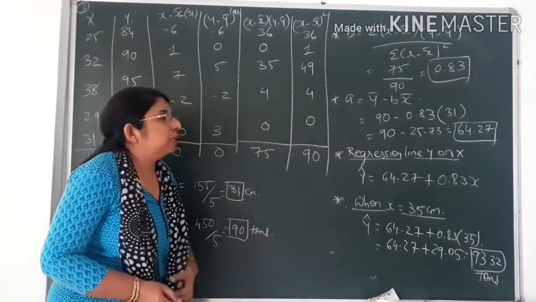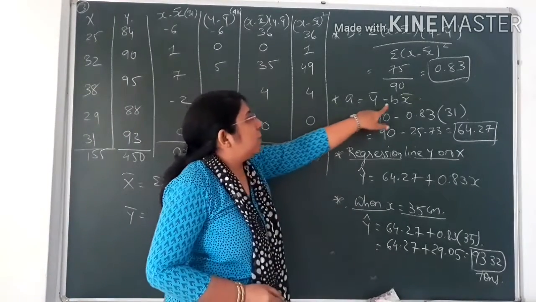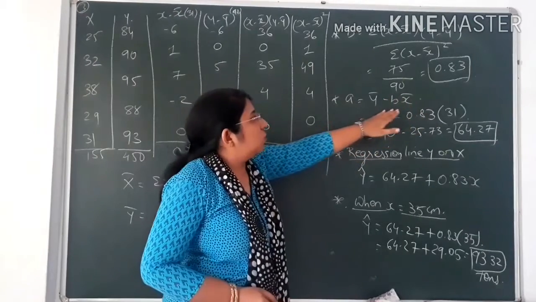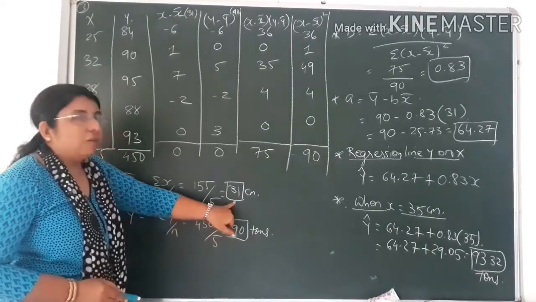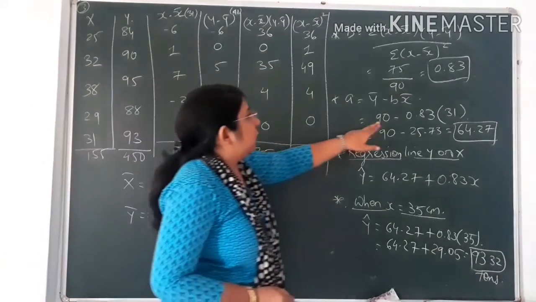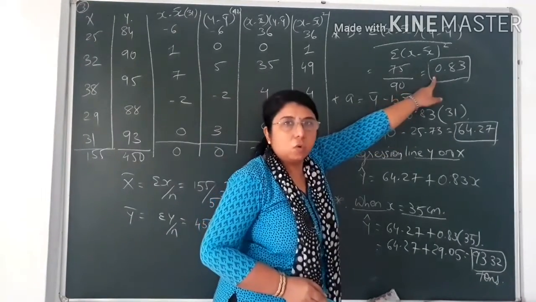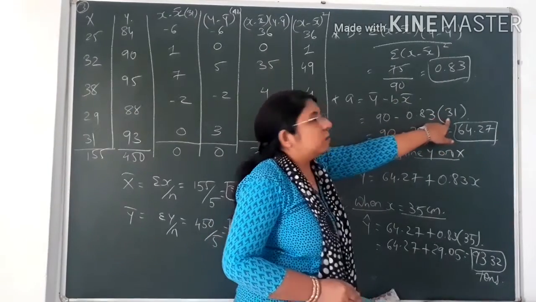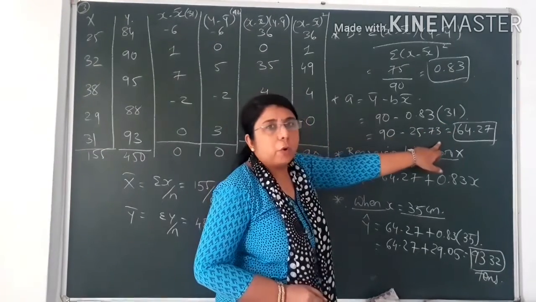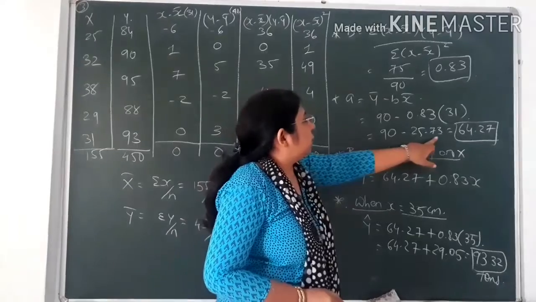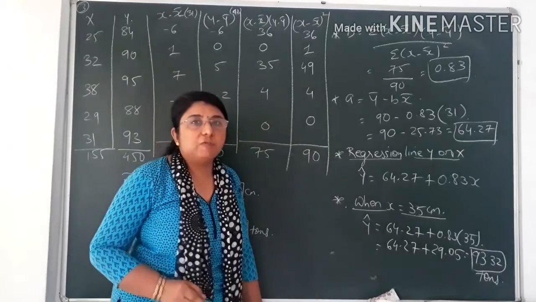After finding the value of b, you know the next step is to find the value of a. What is the formula of a? That is y bar minus b x bar. All the three values you have: y bar that we already found out, that is 90, and x bar that we have found out, that is 31. So placing all those values in the equation, y bar 90 minus b value 0.83 into x bar 31. Multiplying 0.83 into 31 would come to 25.73. 90 minus 25.73 would come to 64.27. So the value of a would come to 64.27.